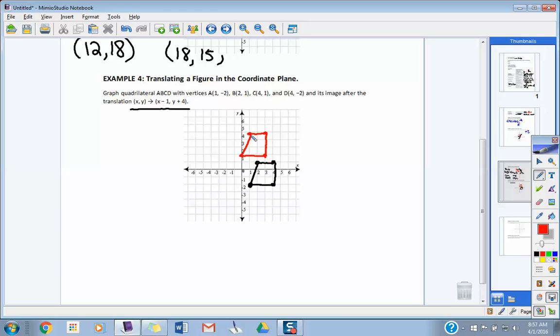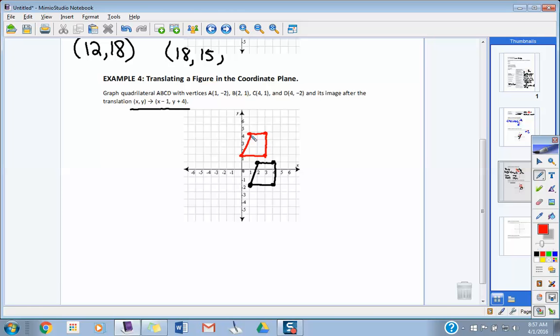So the real whole idea, I guess, do you understand what this rule for translation means right here? Do you understand what this notation means? Basically it says your original might be a coordinate, something comma something. To get the image, take the x value and subtract 1. Take the y values and add 4. Okay? And by the way, I'm just going to label 1 point on each of these.